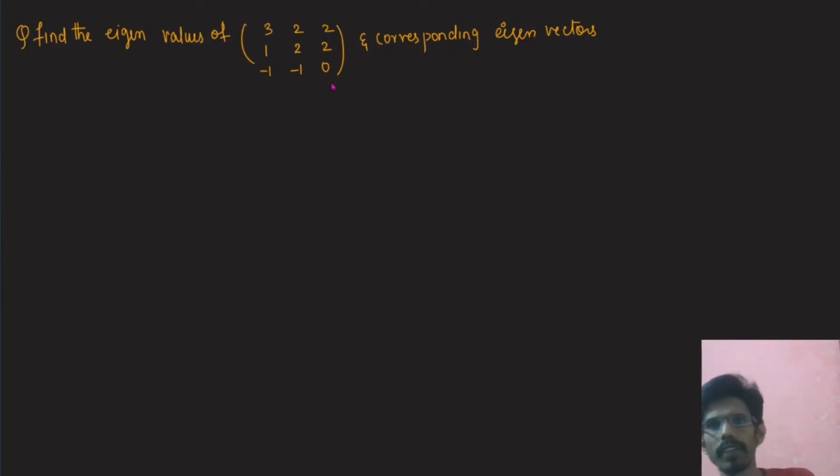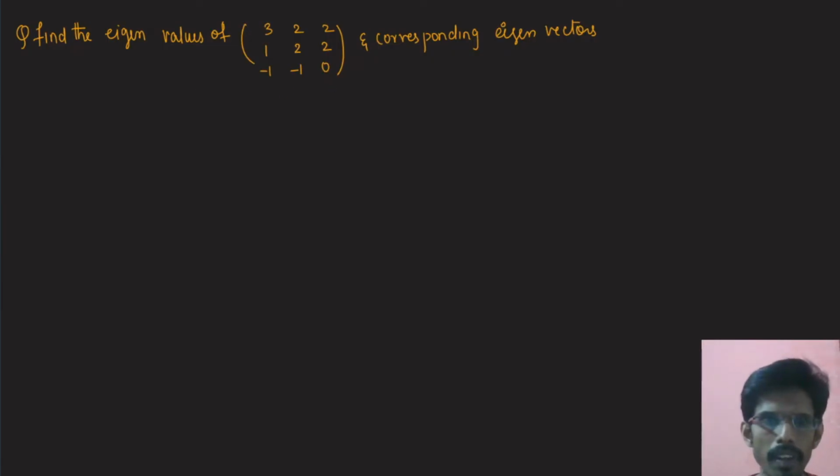Find the eigenvalues of this matrix and the corresponding eigenvectors. Now let us take the given matrix as A. Let the given matrix be A, that is 3, 1, minus 1, 2, 2, minus 1, 2, 2, 0.